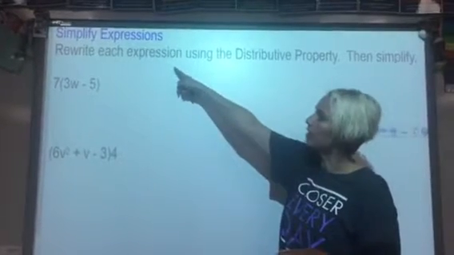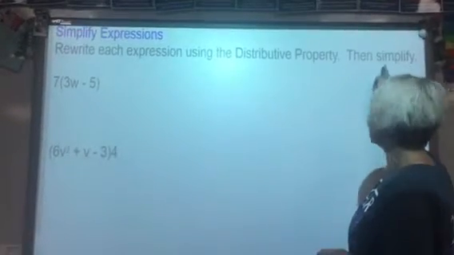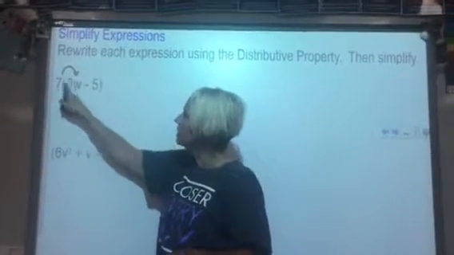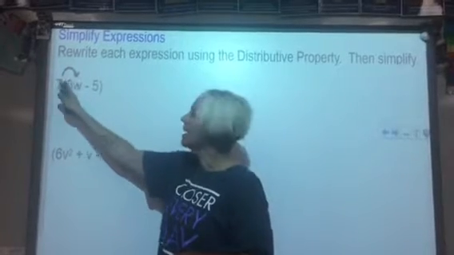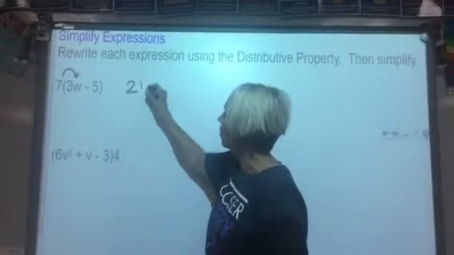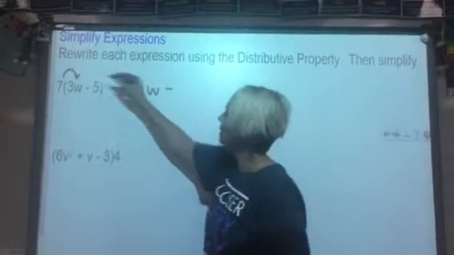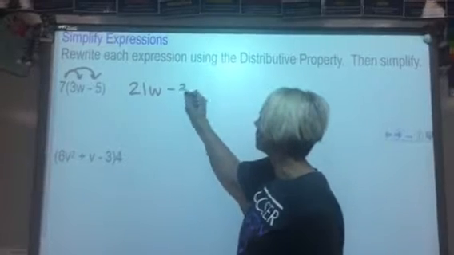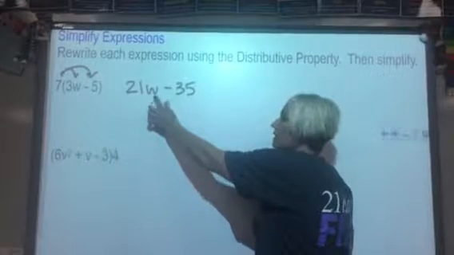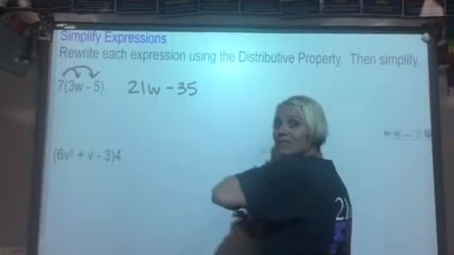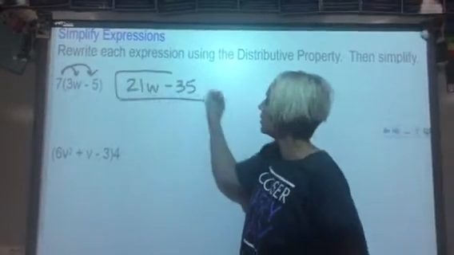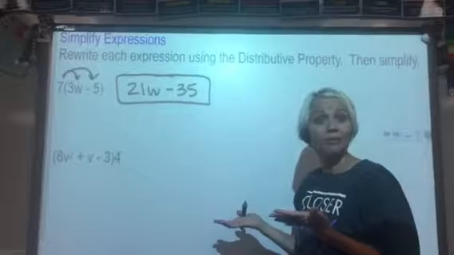This is to rewrite each expression using distributive property and then simplify. So when I take the 7 times the 3W, think of this as 3 walruses. I have 7 groups of 3 walruses. So that's going to be 21 walruses. Minus 7 times 5, which is 35. Now, can I put these together? The answer is no. These are walruses, these are bananas, totally different. They're not the same thing. So I cannot put them together. So this is what we would call simplified, and we're done.